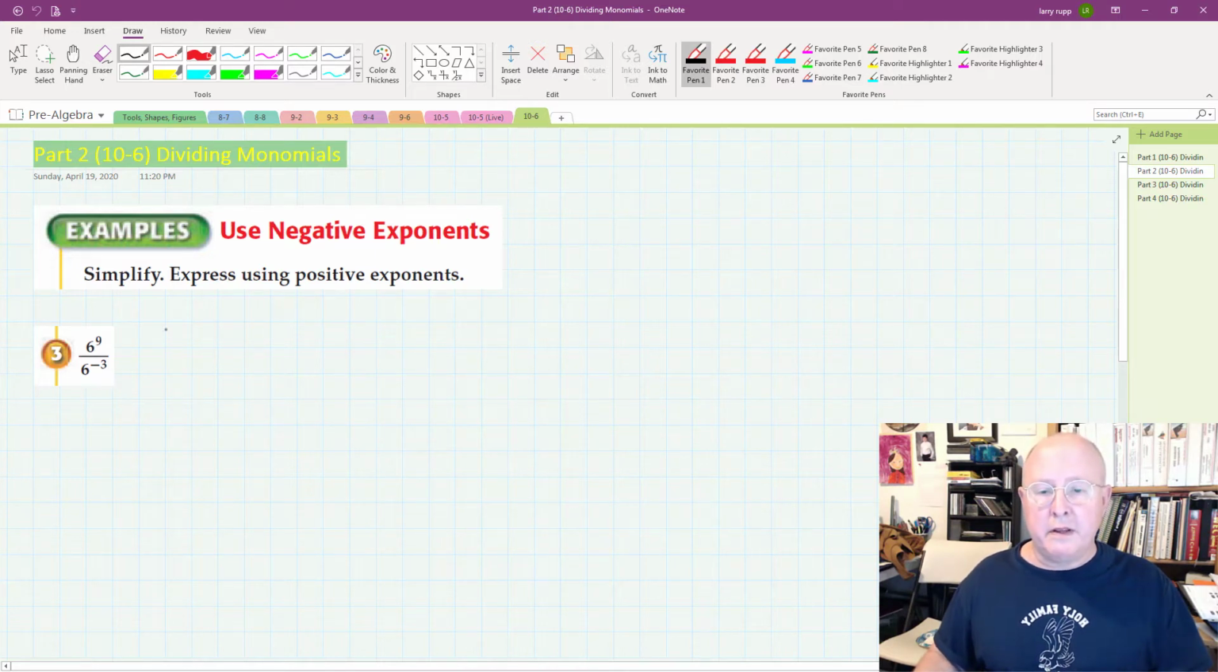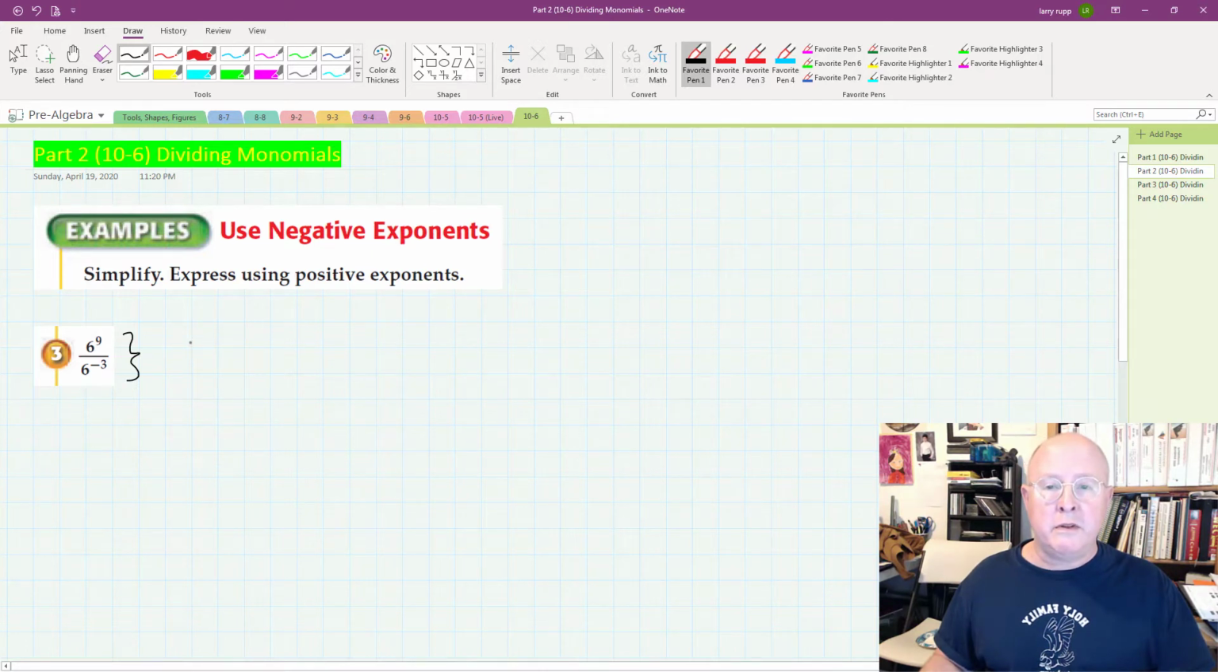Here we have, well, let's look at the instructions first. It says simplify. Simplify means to take this problem right here and reduce it. If you had 2 over 4, you would reduce that. You would simplify that to 1/2. Same thing here.